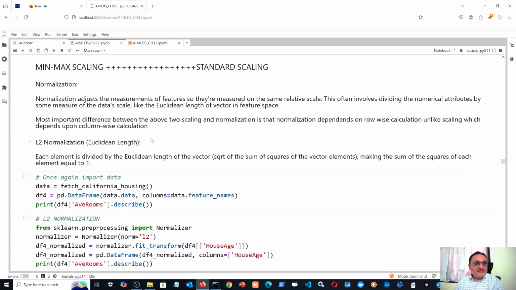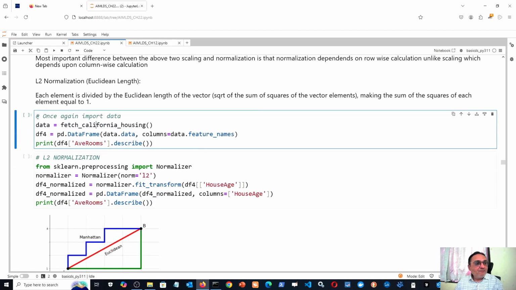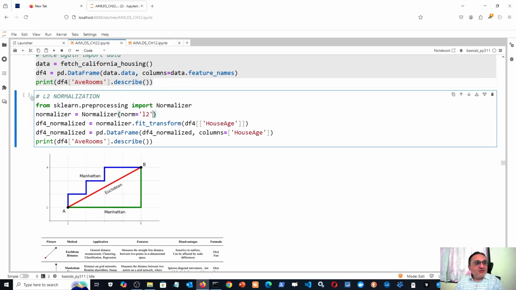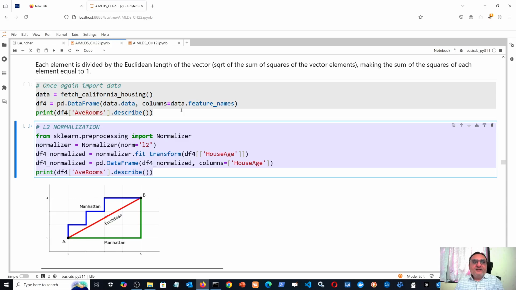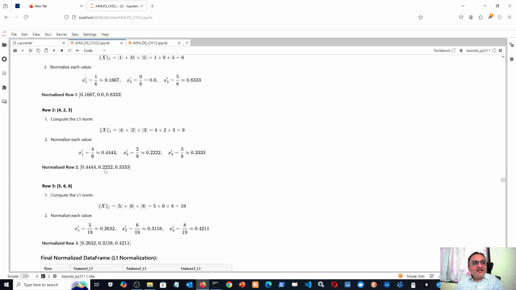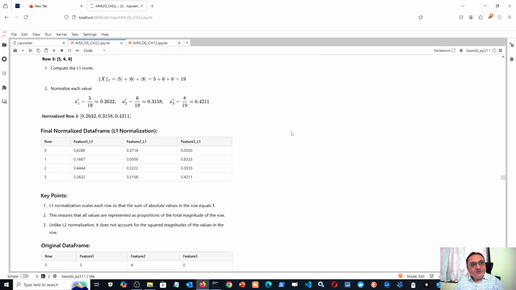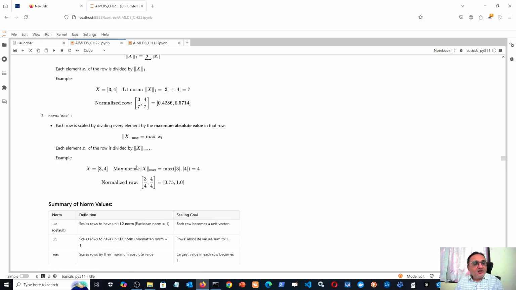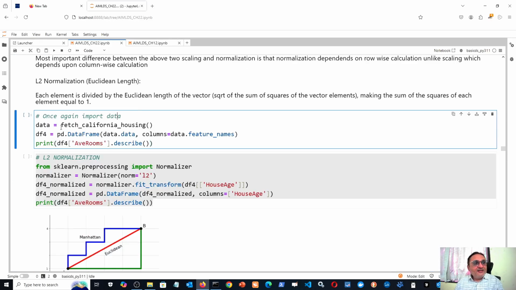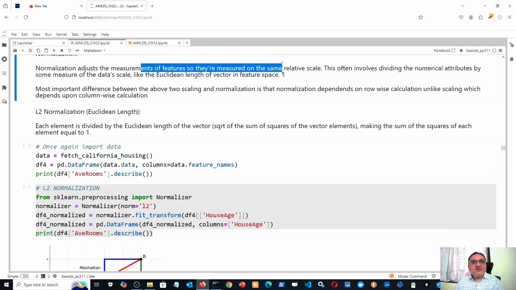Now what is normalization? When I do this part, and even this code, and then this code, things will not become 100% clear, and that is perfectly all right. But as we do this lengthy discussion, thereafter we will take another code which will be much more detailed, and then you will get perfect understanding of what normalization is. So don't worry, just try to hang on. So normalization adjusts the measures of the feature so that they are measured on the same relative scale.